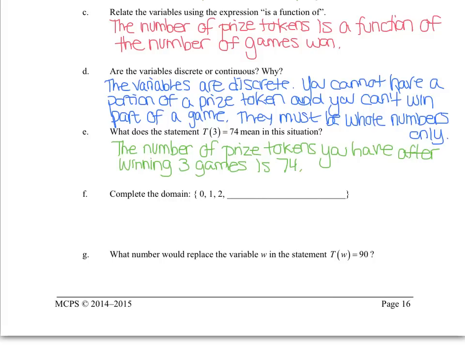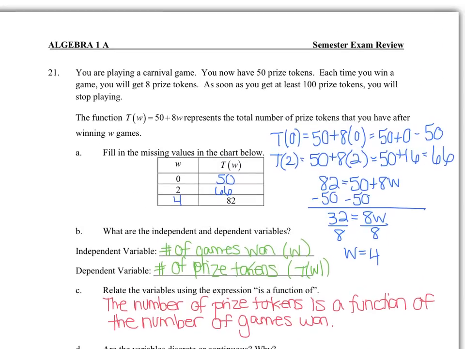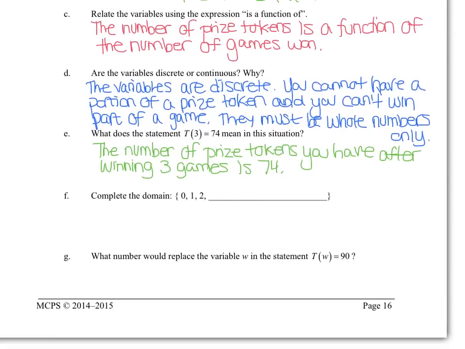Next, it asks us to complete the domain. It starts us at 0, 1, 2, but we have to figure out how far we're going to go up. If you remember in the situation, it says, as soon as you get at least 100 prize tokens, you will stop playing. So we've got to figure out how many games we are going to win to get 100 prize tokens.